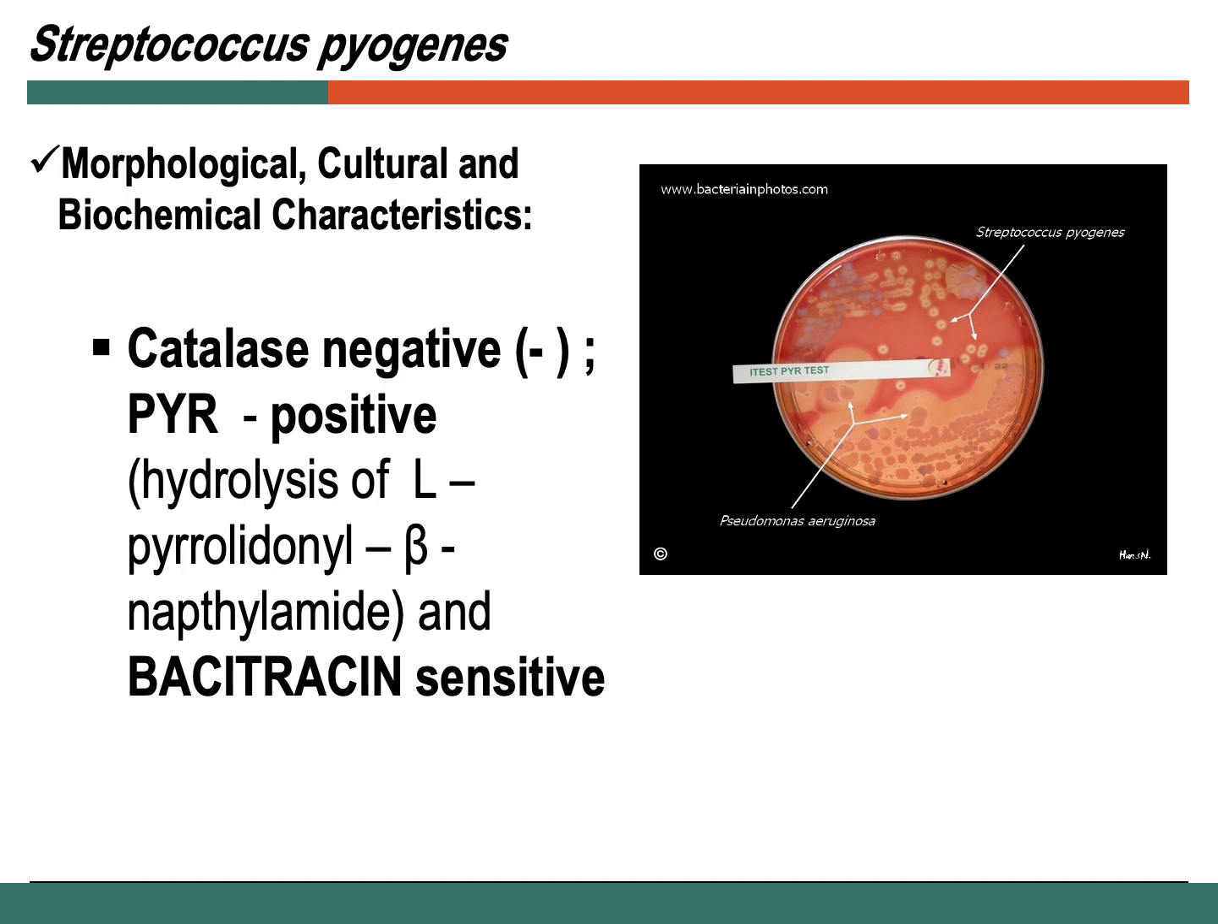So your Streptococcus pyogenes is catalase negative, PYR positive, PYR hydrolyzes the L-pyrrolidonyl beta-naphthylamide, and bacitracin sensitive. Take note of these tests. Okay, so bacitracin.